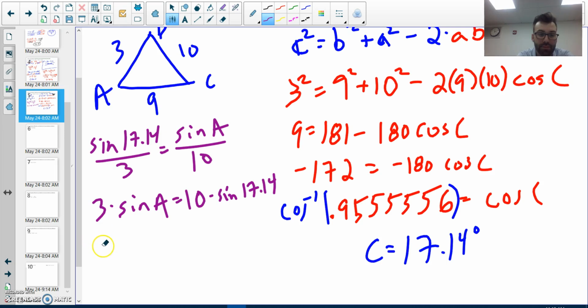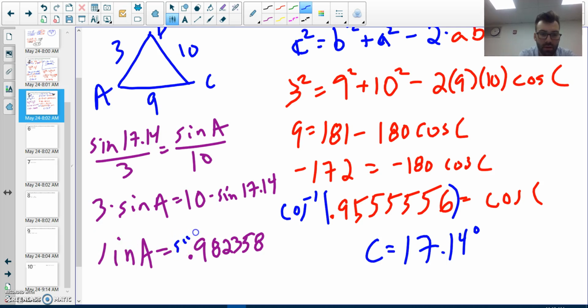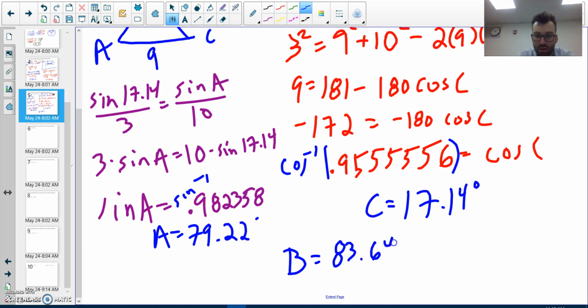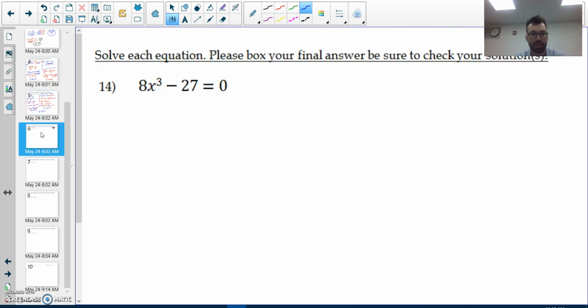Divide by 3. Alright, and then remember you take the sine inverse of our decimal. So I get A to equal, what did I get? 79.22. Now, I have A, I have C. I can solve for B by subtracting from 180 degrees to get 83.64 degrees. Okay? Next one.